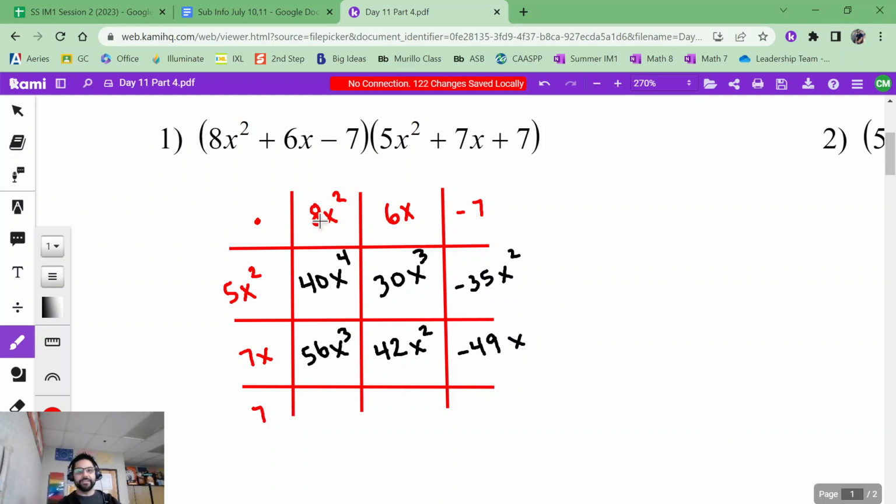Last row, 7 times 8 is 56. X squared tags along. 7 times 6 is 42. X tags along. Last one, 7 times negative 7 is negative 49.